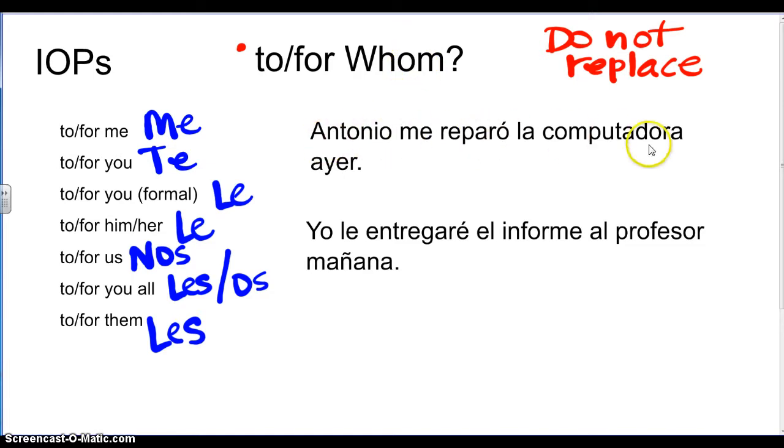So Antonio me reparó la computadora ayer. My verb is reparó. What did he repair? The computer. So this is my direct object. Who did he repair the computer for? The answer is me. He repaired it for me. So me is my indirect object pronoun in this sentence.